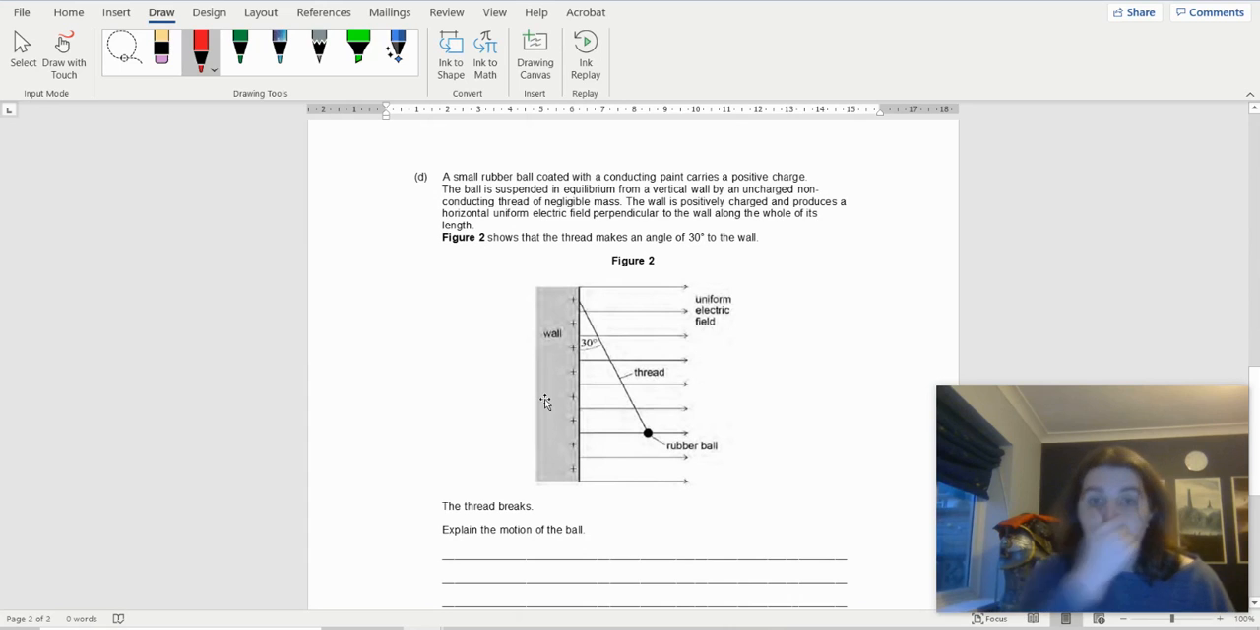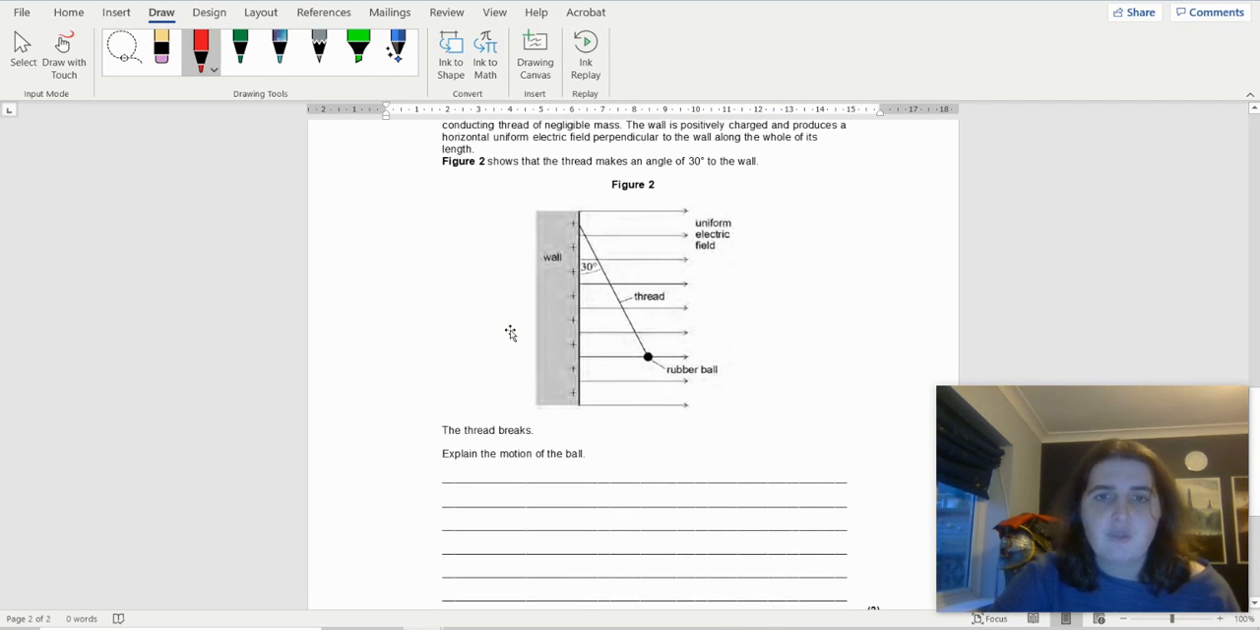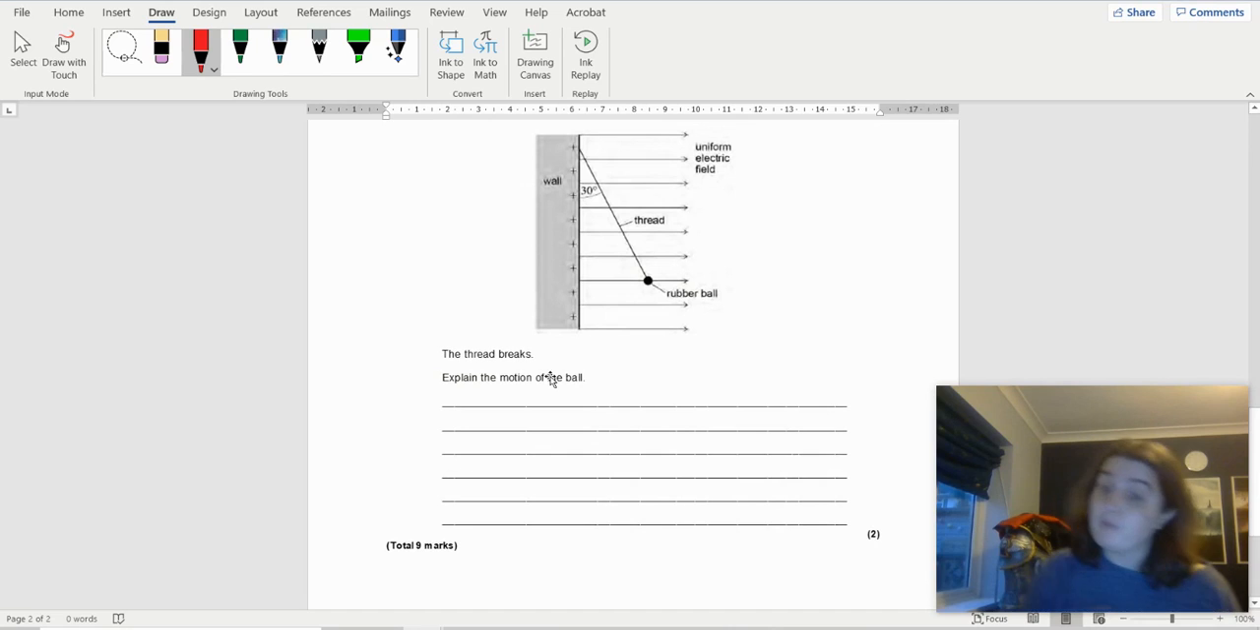This is the last part of this question. A small rubber ball containing conductive paint carries a positive charge. The ball is suspended in equilibrium from a vertical wall by an uncharged, non-conducting thread. So the thread will not do any conduction or anything weird like that, so there's no circuit flowing. The wall is positively charged and produces a horizontal electric field perpendicular to it all along its length. The thread makes an angle of 30 degrees to the wall. I then break the thread; explain the motion of the ball.